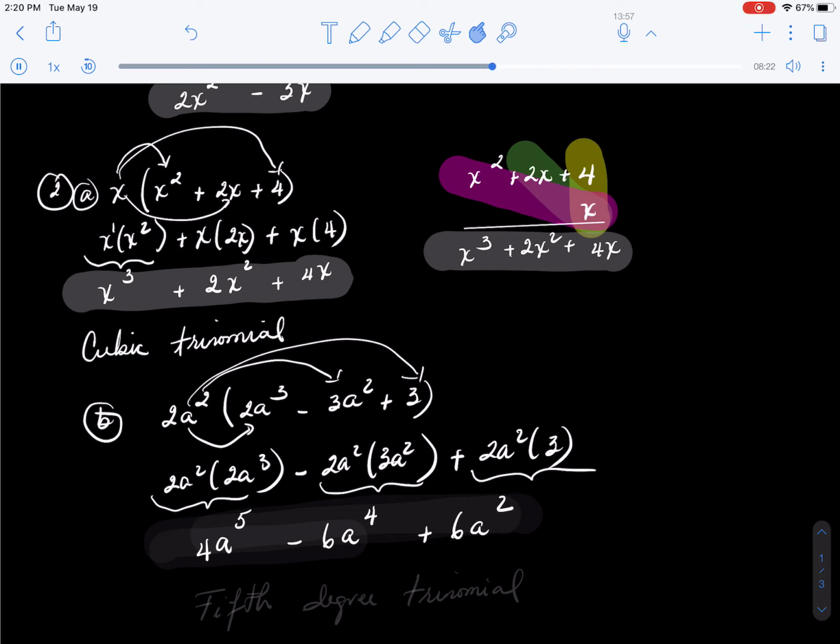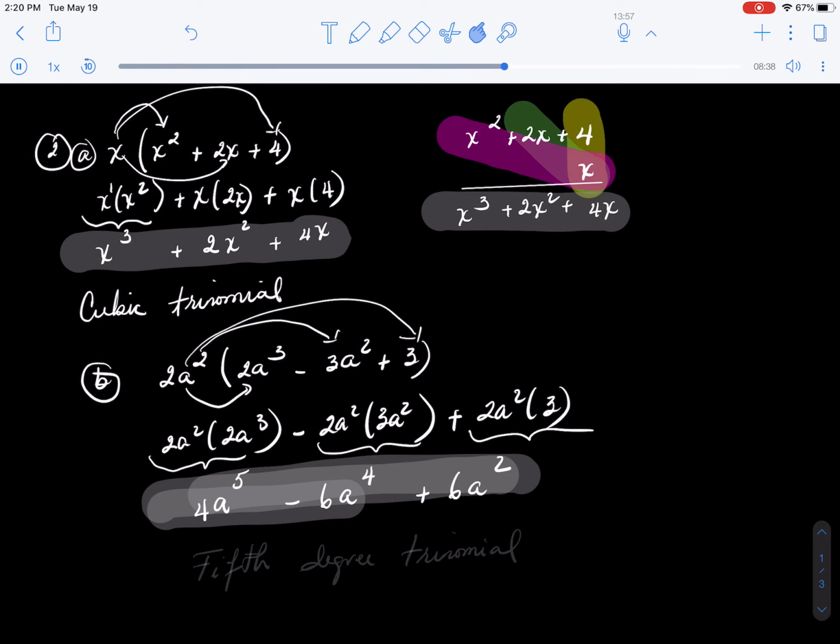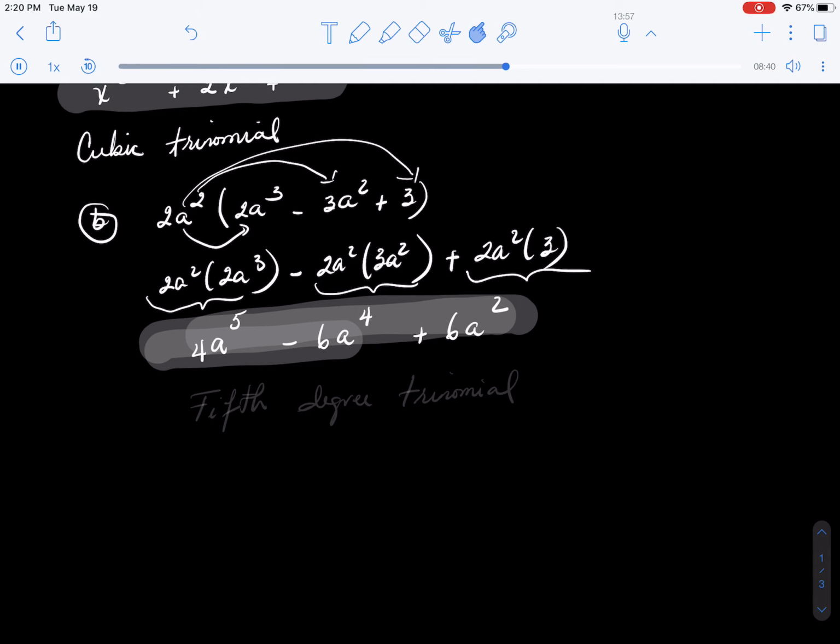6a squared. Okay, so in order for me to name this, I look at the highest degree of the polynomial. In this case, the highest one is the 5th degree. I just call it a 5th degree trinomial.